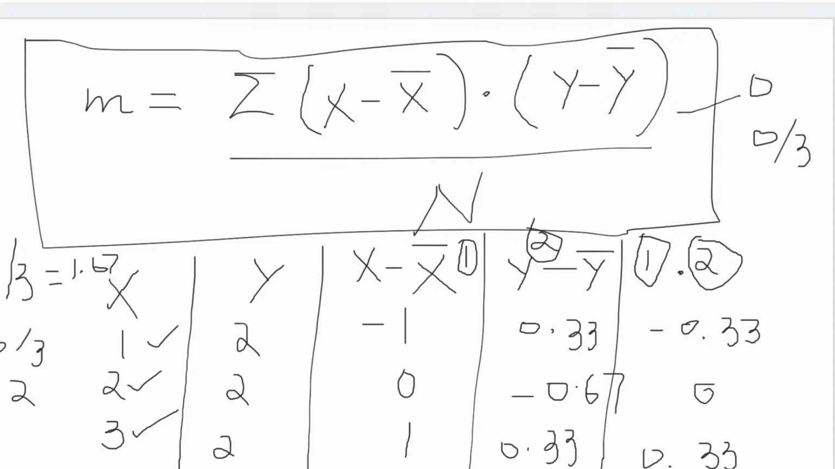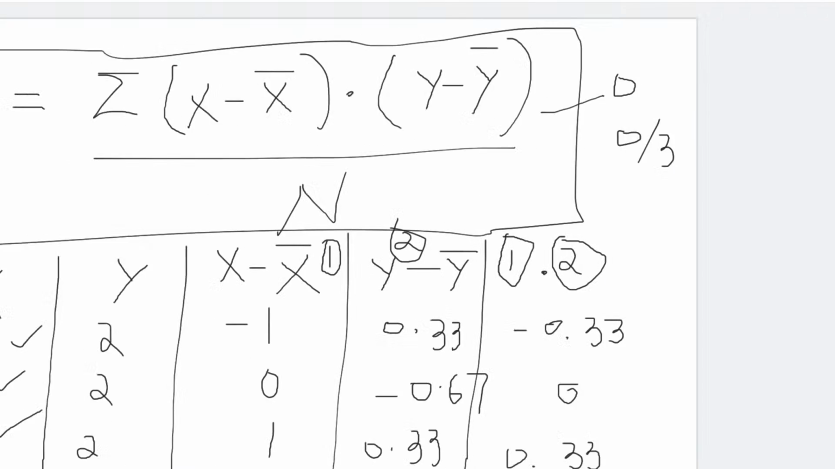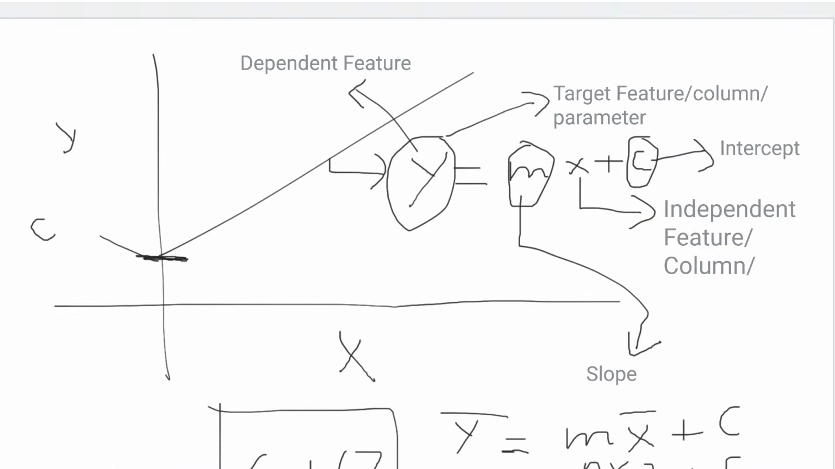So let us move ahead further. It will give us 1.67, 1.67. That is our predicted value. Let's say X is 1, 2 and 3, and Y is 1.67. Our data will be flattened. It will create only this value.